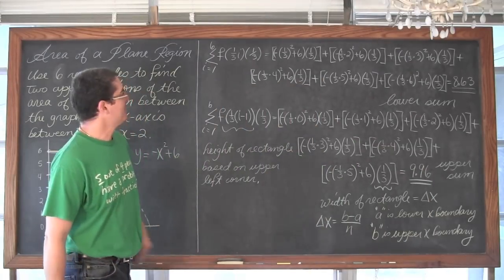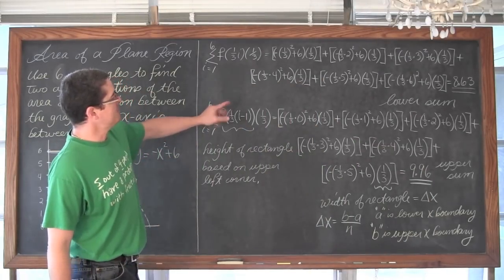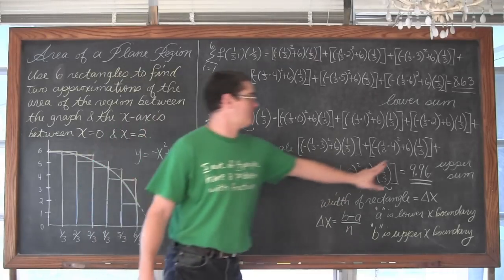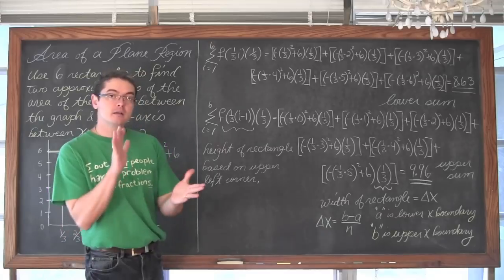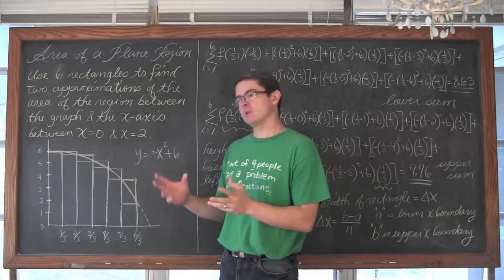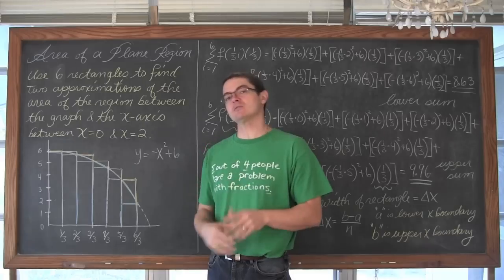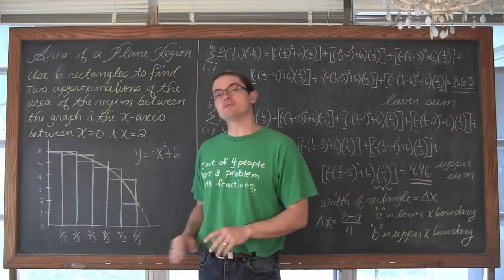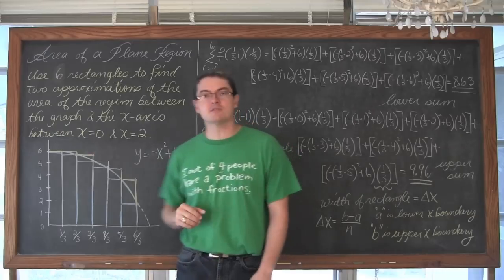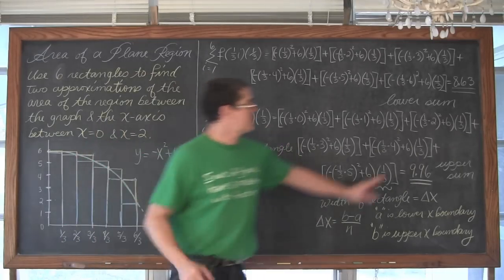Okay, I hope you got it. We have a lower sum of 8.63 and an upper sum of 9.96, getting closer to the actual area. Well, it's going to be estimated indefinitely accurate. So I might just say it's getting closer to the actual area underneath the curve and the x-axis between the values of 0 and 2, tighter now.